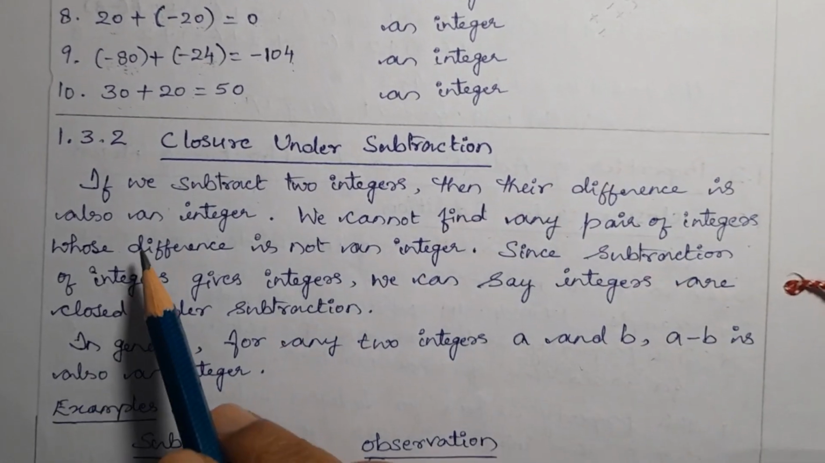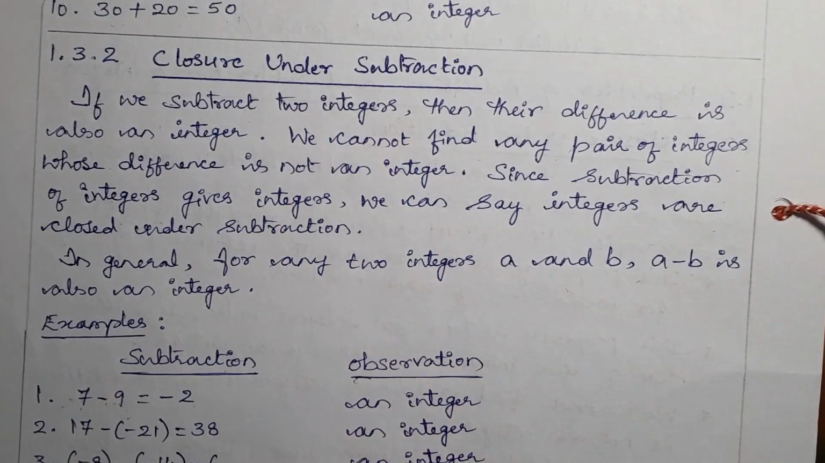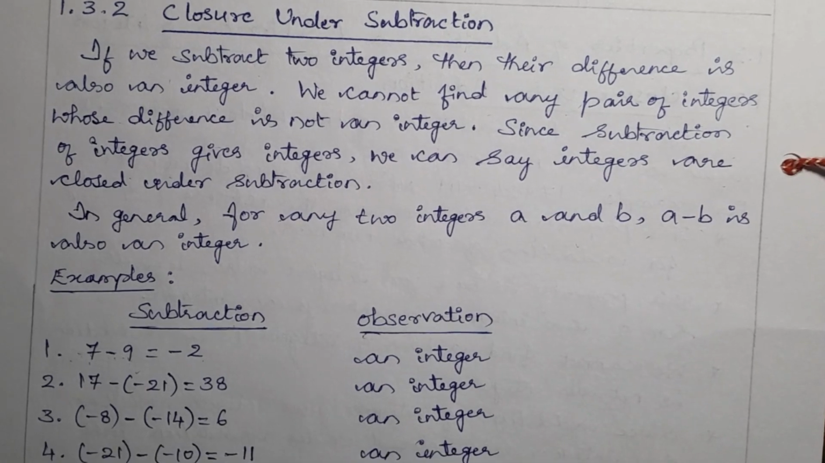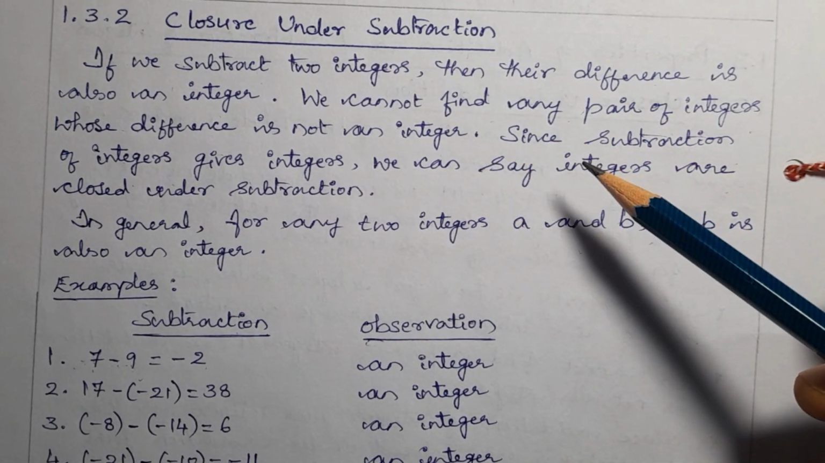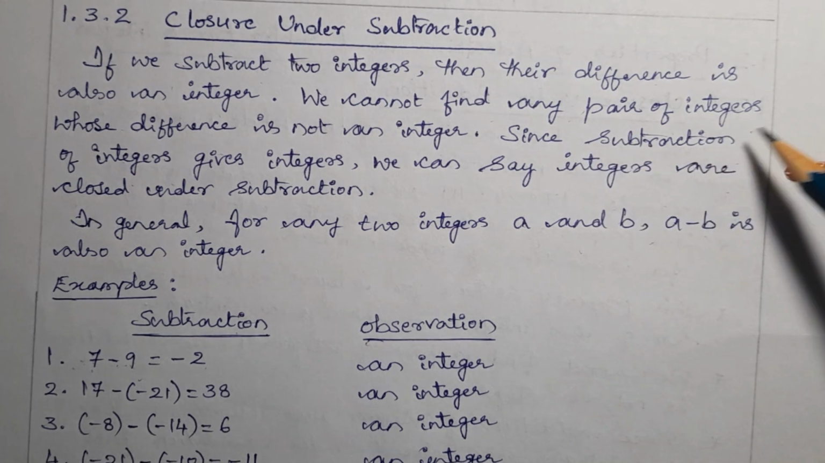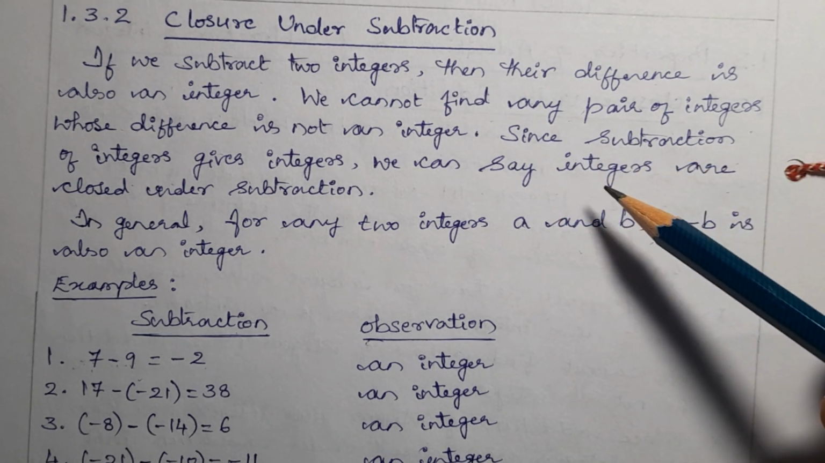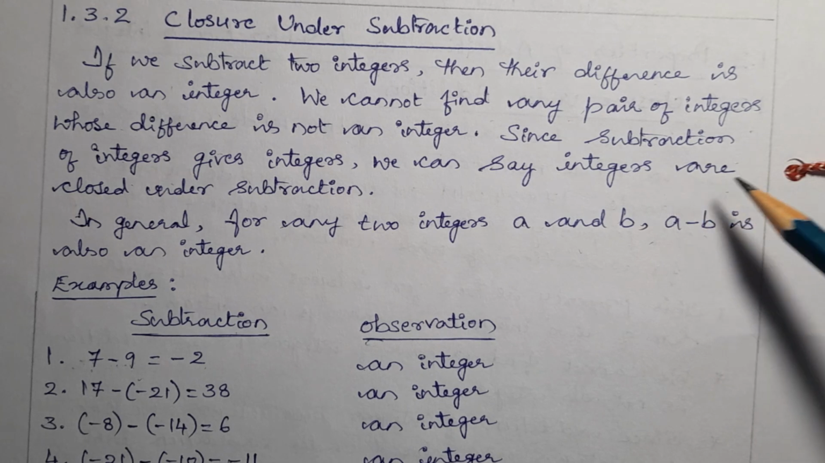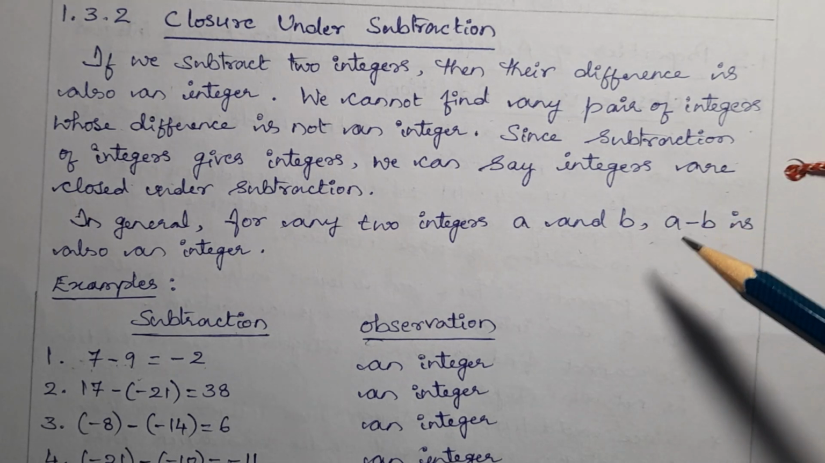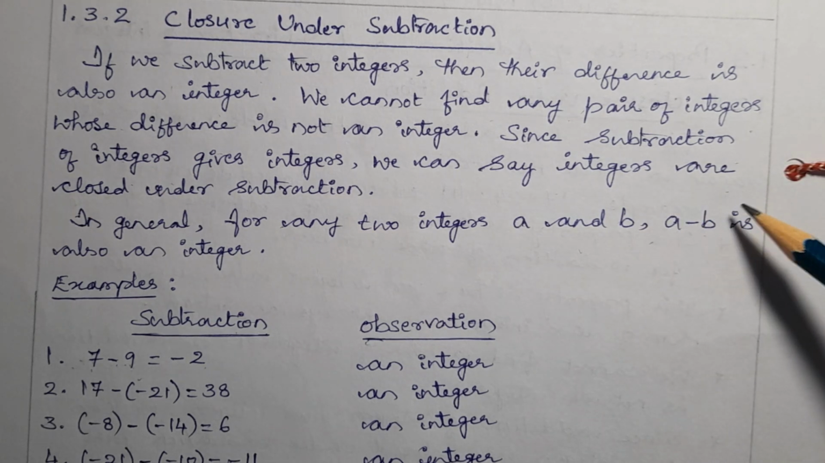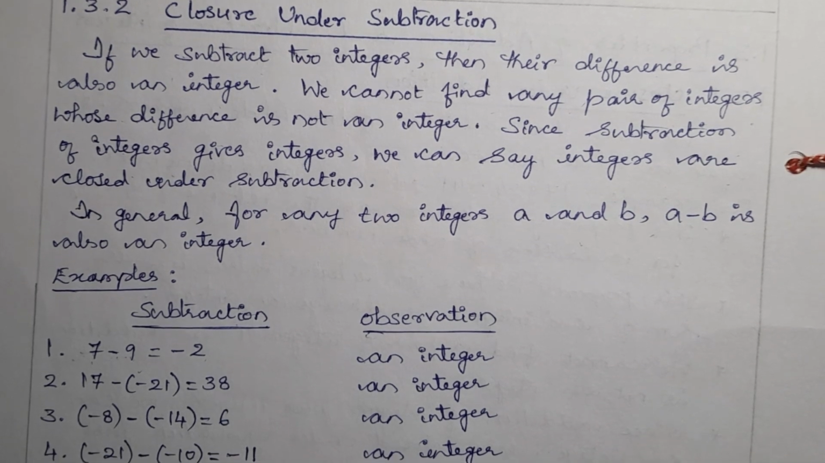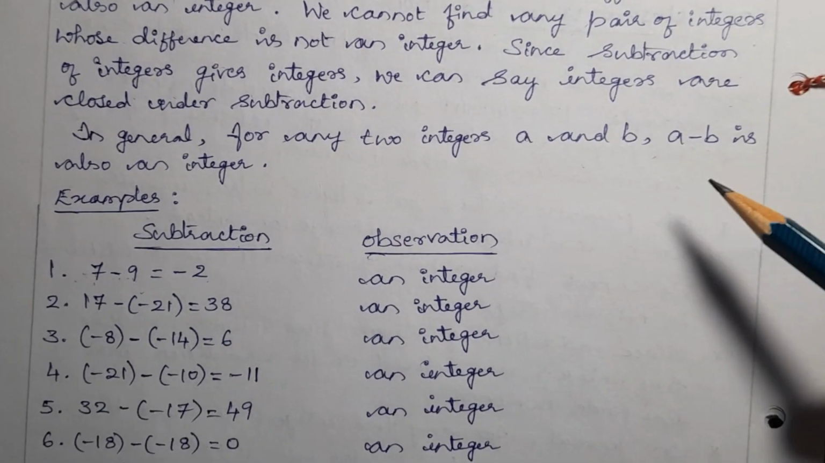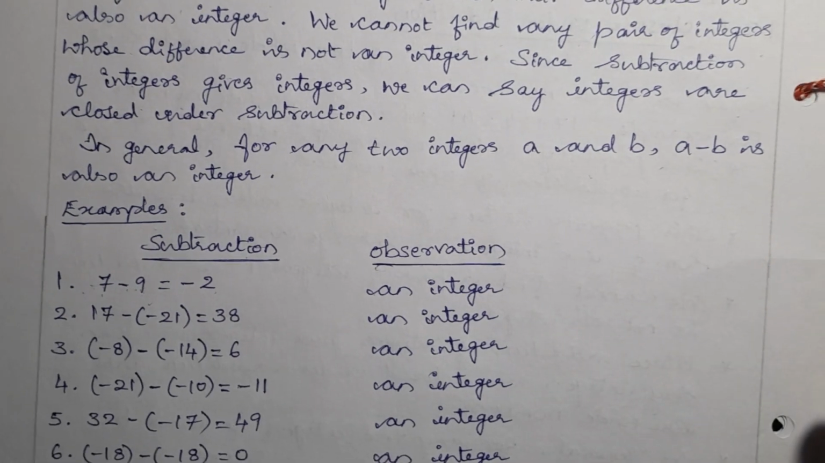Next, 1.3.2 closure under subtraction. If we subtract two integers, then their difference is also an integer. We cannot find any pair of integers whose difference is not an integer. Since subtraction of integers gives integers, we can say integers are closed under subtraction. In general, for any two integers a and b, a minus b is also an integer.